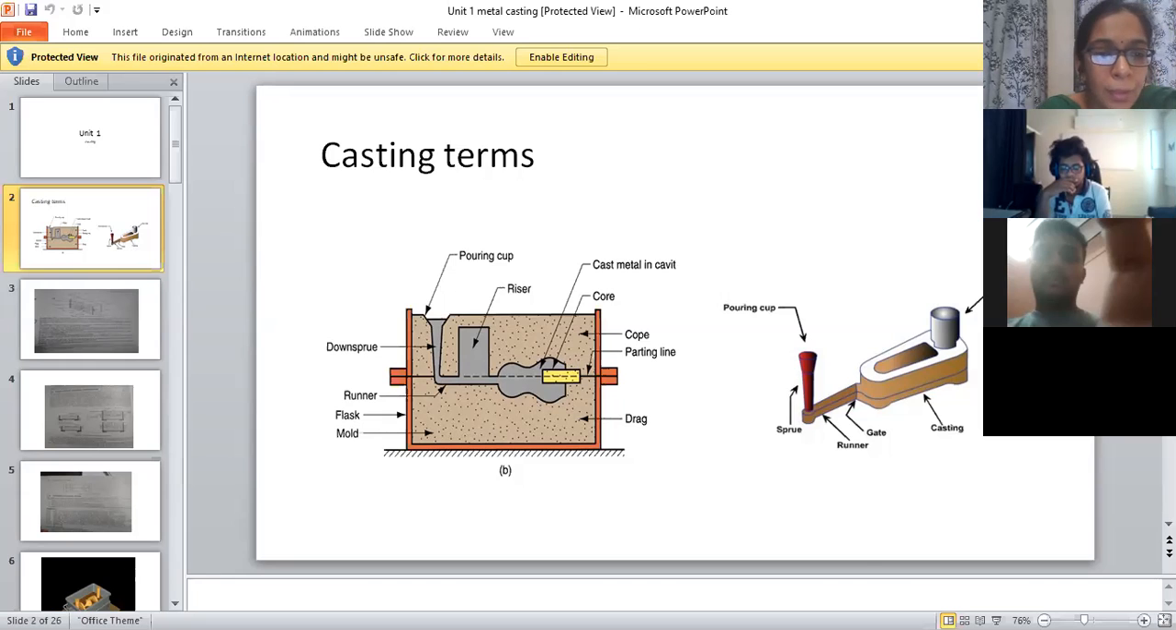So these are the basic terms. The runner is the horizontal section, the sprue is the vertical section, and this is the flask.